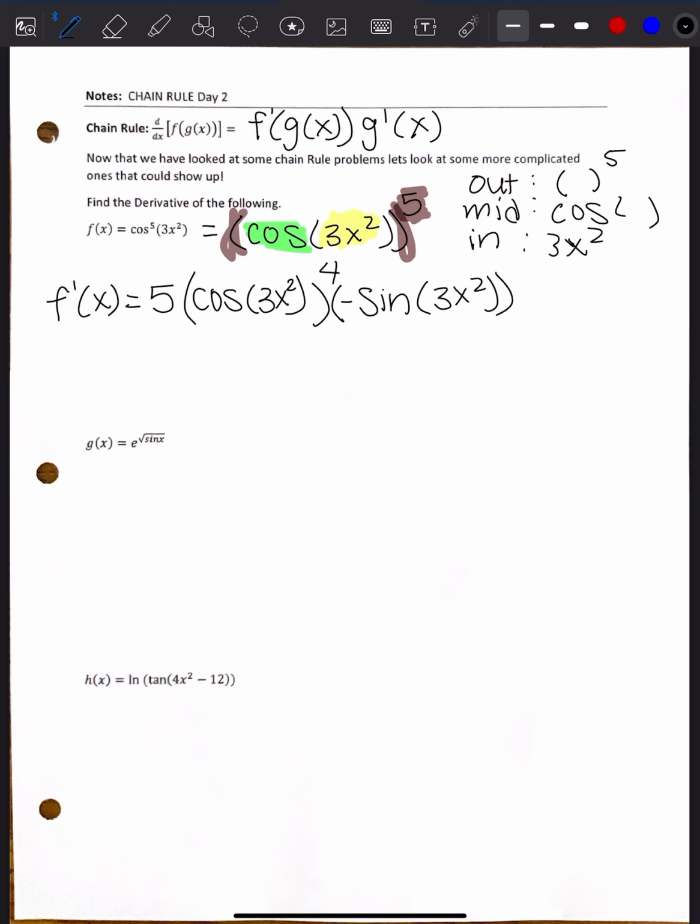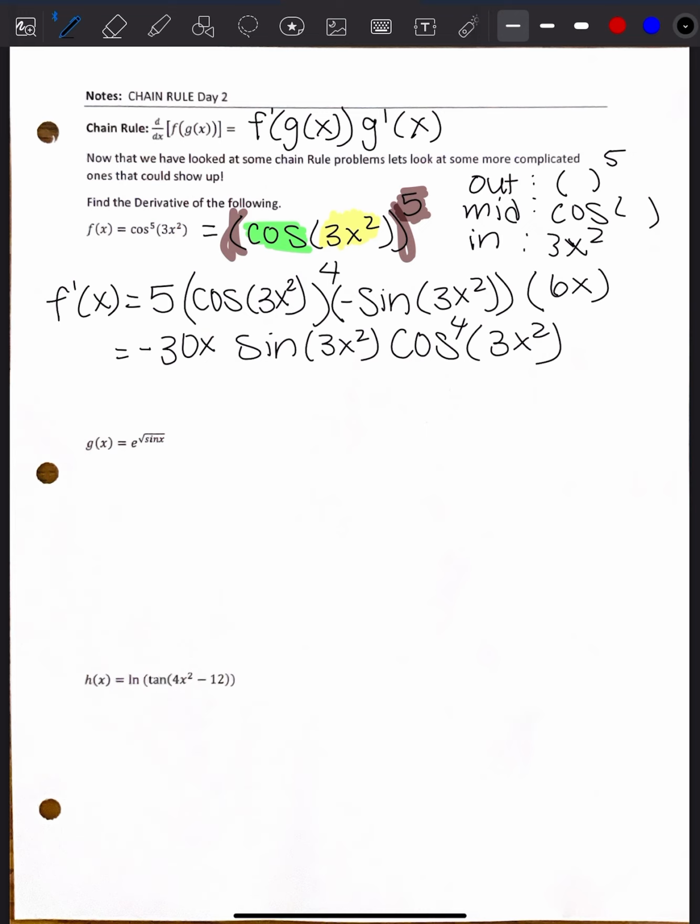And then finally, we're going to take the derivative of our inside function. The derivative of 3x squared is 6x. I could rewrite this if I really wanted to. We have 5 times 6x times negative, so negative 30x, and then sine of 3x squared times cosine of 3x squared to the fourth power. So when we're dealing with this, it's just like peeling back more layers. Chain rule in a lot of ways is like an onion.